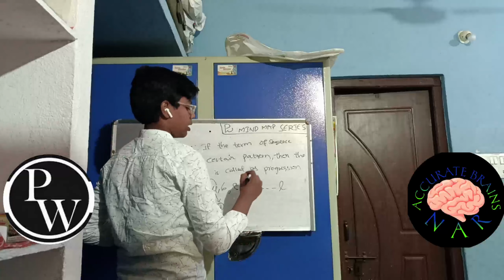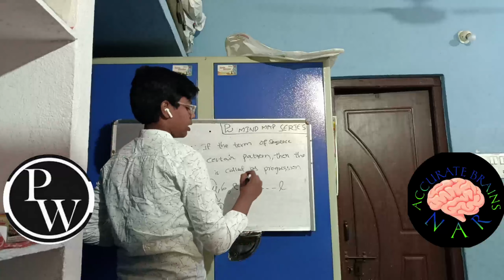First, we will discuss the sequence. Already I have written the definition. A sequence is an arrangement of numbers in definite order according to some rule. For example, we will take 1, 2, 3, 4, 5, 6, and so on. So that will be an infinite sequence.